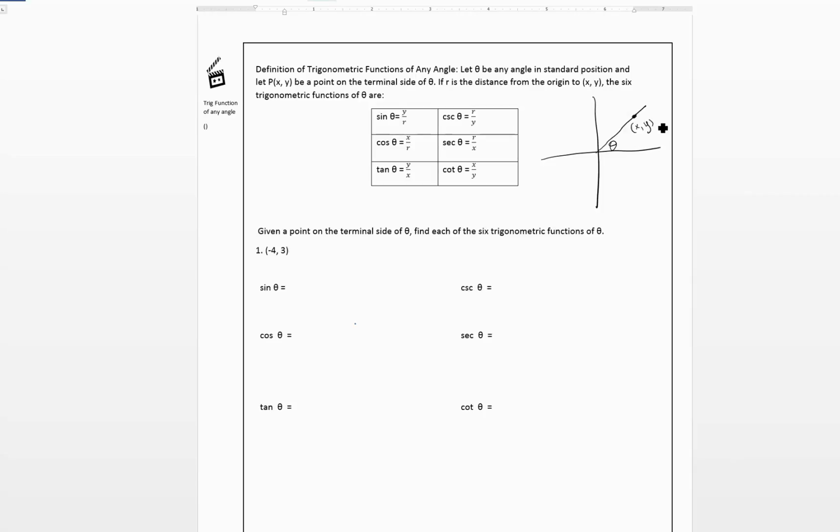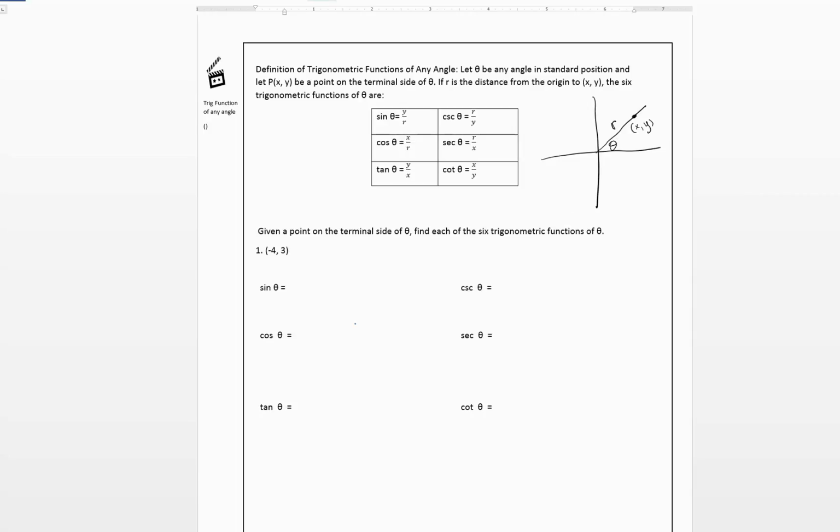If r is the distance from the origin to x, y, the 6 trig functions are sine of theta equals y over r, cosine of theta equals x over r, tangent of theta equals y over x, and then we'd have the reciprocal functions. So let's see why this is the case.